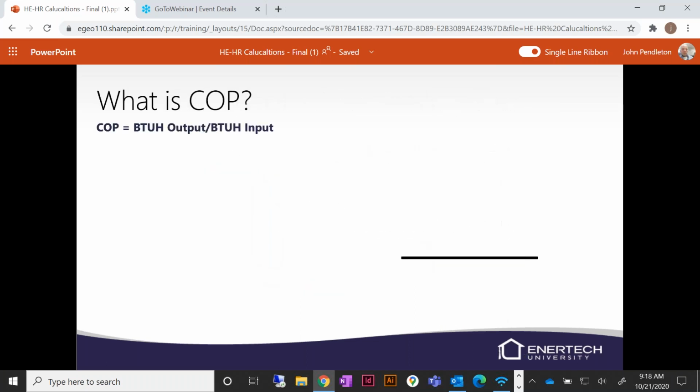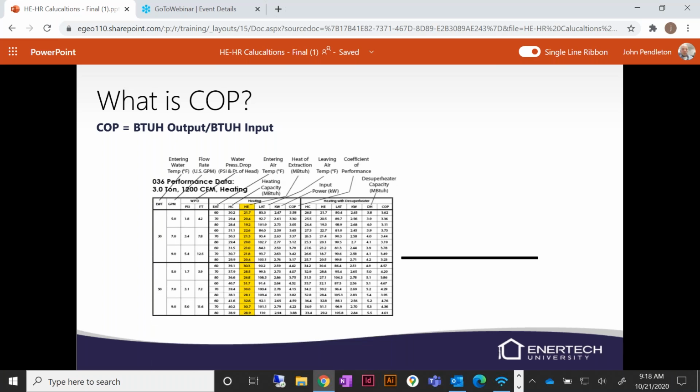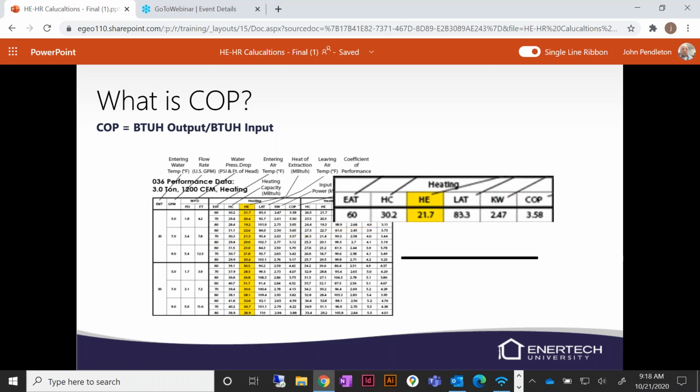In cooling mode, we use EER, but it's roughly the same calculation, except we do not convert it over to BTUs. So again, energy delivered divided by energy supplied. In this example, we've got 30,200 BTUs being supplied, and we're delivering it with that 2.47 kilowatts converted to BTUs. In this example, it would tell us we should have a 3.58 COP.